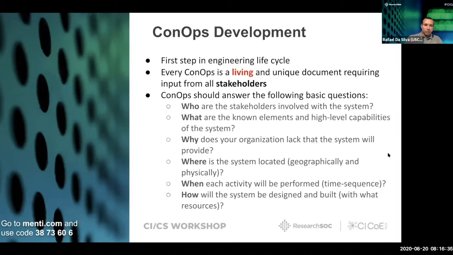So when you are developing a ConOps document, the first step is to remind yourself that this is a living document and a unique document that requires input from all stakeholders. In your ConOps document, you need to show a few different perspectives and be clear on who the stakeholders reading it are. For example, are the funding agencies addressed in this ConOps?